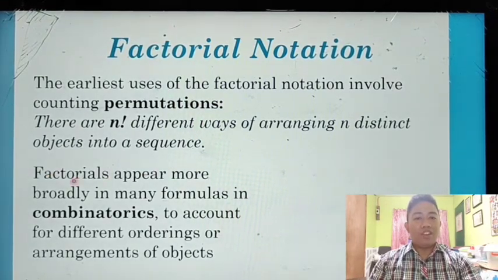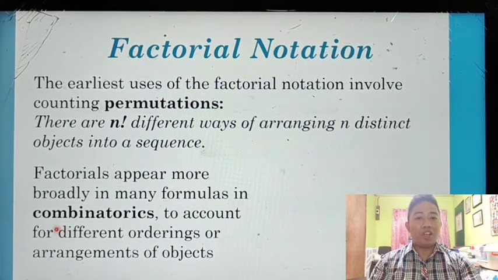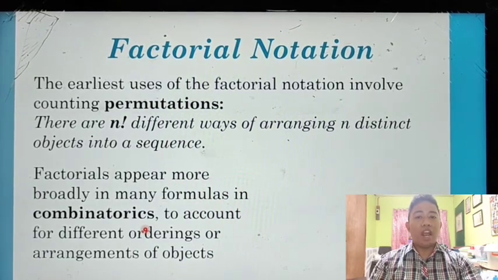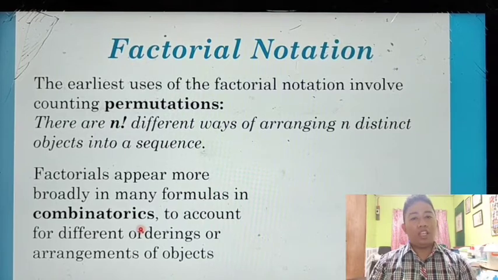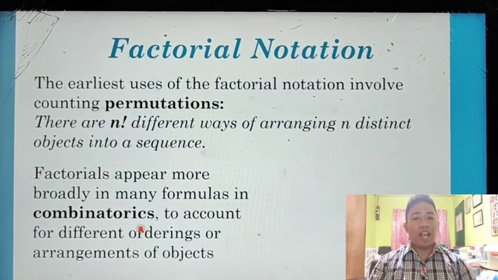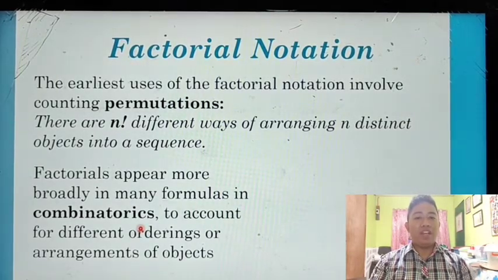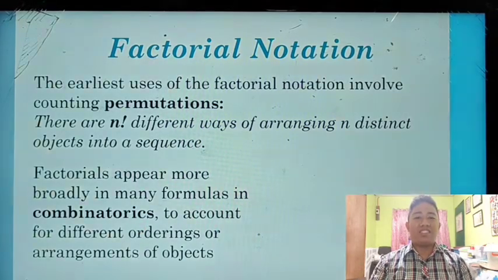Okay? So factorials appear more broadly in many formulas in combinatorics. Combinatorics is a branch of mathematics which deals with the arrangement and the number of possible ways of arranging objects. It could be in a specific order, where the order is important or not important, depending on the types of arrangement of objects.